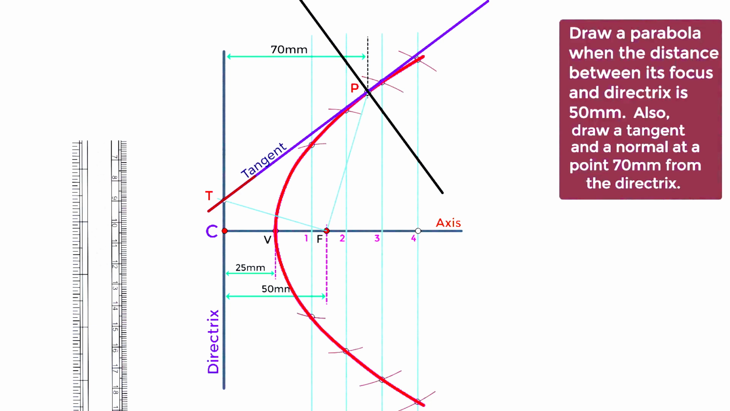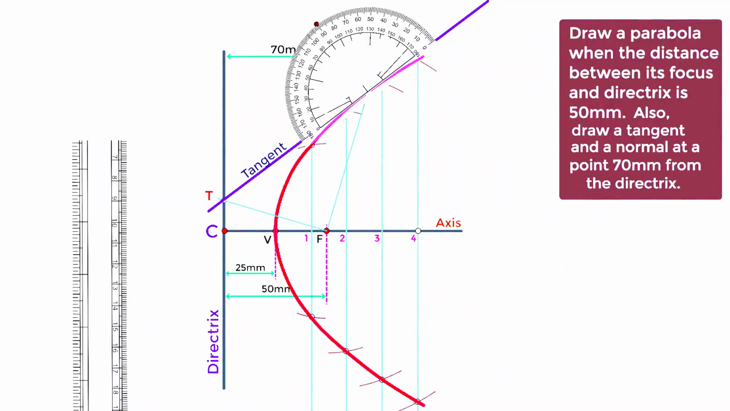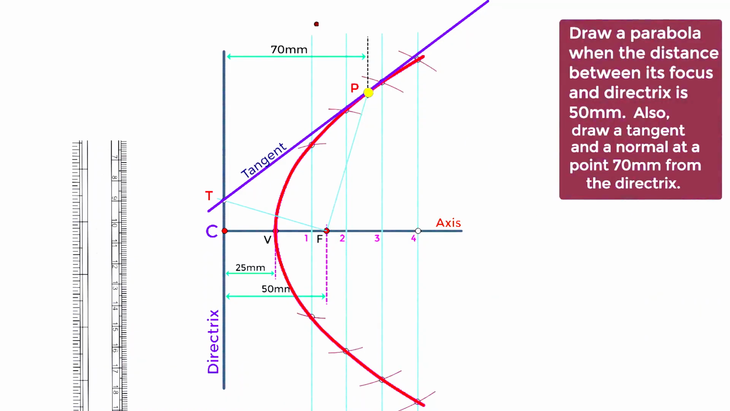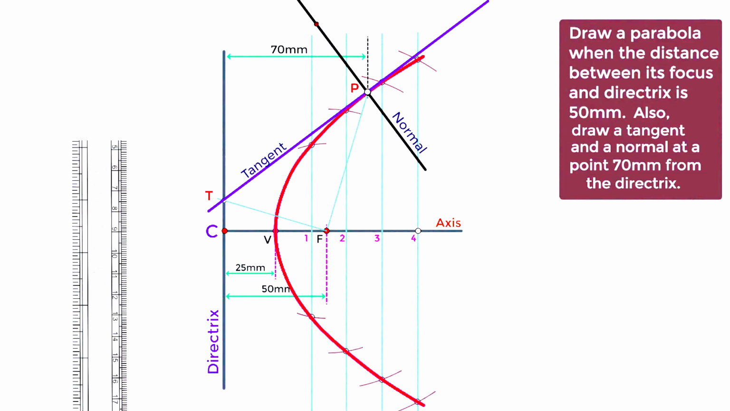Now, draw a line passing from points T and P. This line will be our tangent to the curve. Next, draw a perpendicular line to this tangent, which will be normal to the curve. To do so, take the protractor, keep it on the tangent, and mark 90 degrees on the protractor.